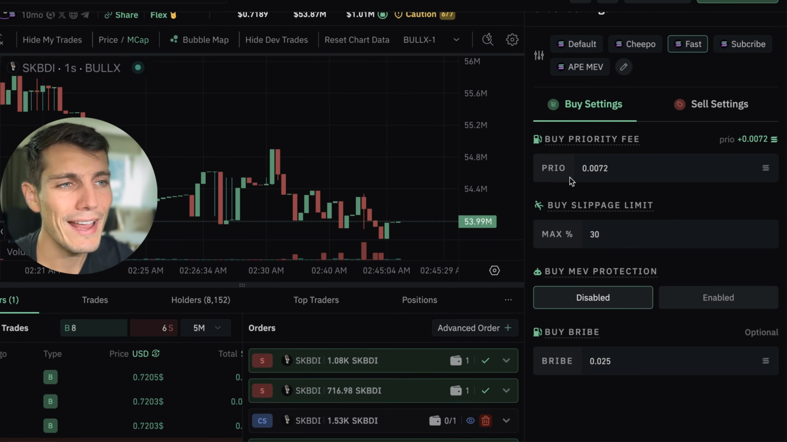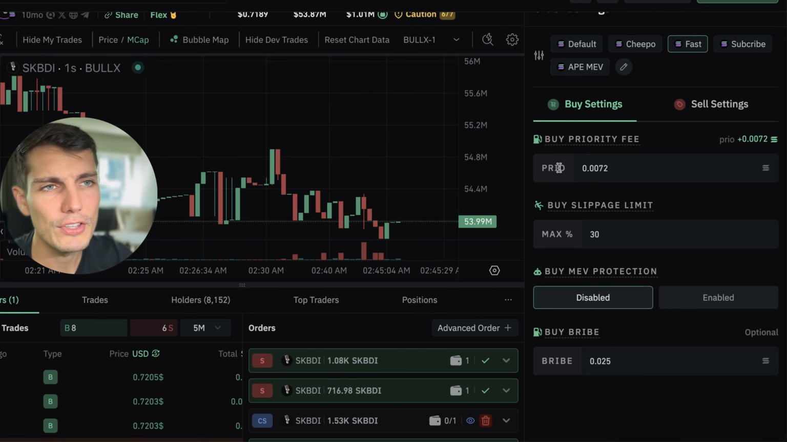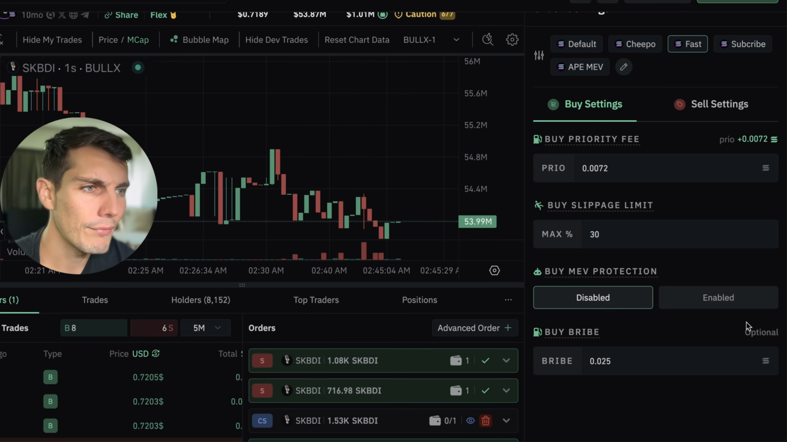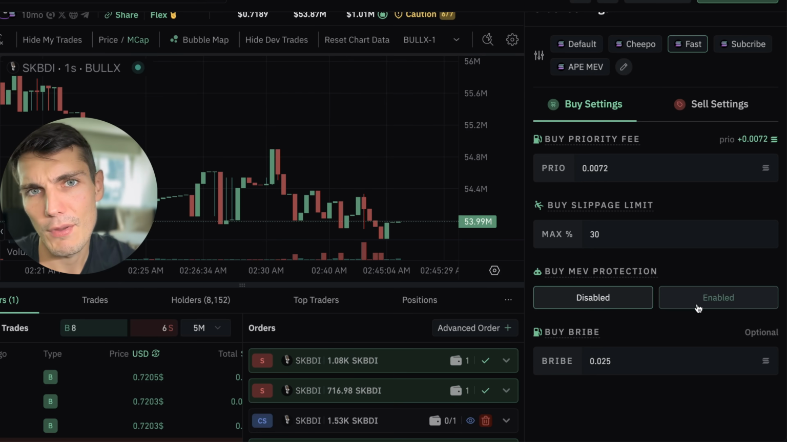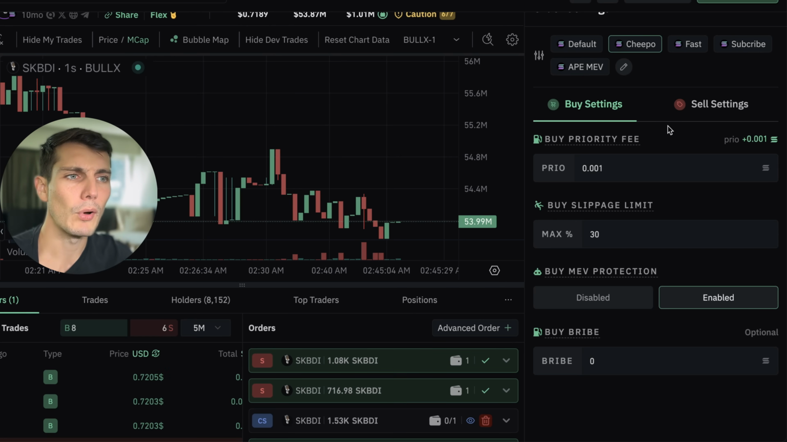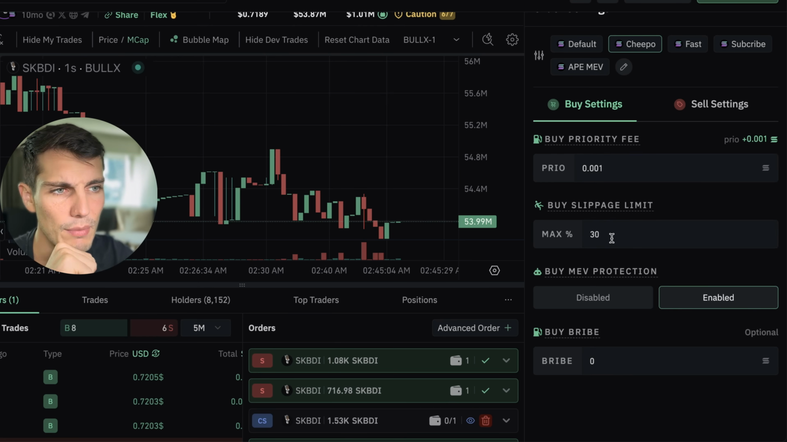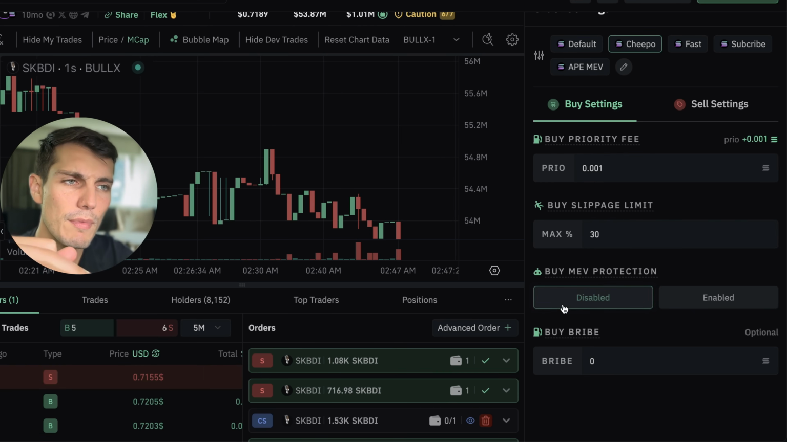But it's also costly. So if you put a small buy amount, you should be fine. But if you go with a high buy amount, let's say more than 2 Solana, I will definitely consider putting the MEV protection. All right, so we have cheapo that is with 0.01. And we have a slippage limit that is at 30%. And this one, no MEV protection.